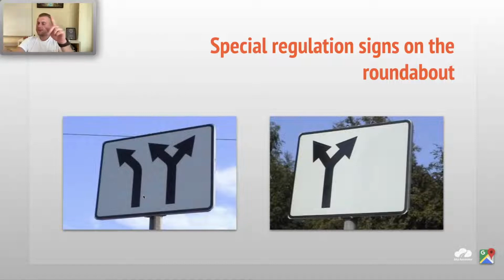Because every exit has a different sign. And before the exit we can see the sign now. And I see that, okay, I'm in the right lane, so in which direction can I go from the right lane? I can take an exit, or I can still continue through the roundabout. Yeah, that's true.